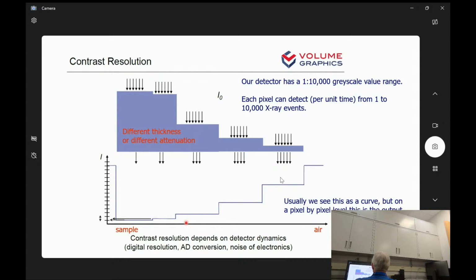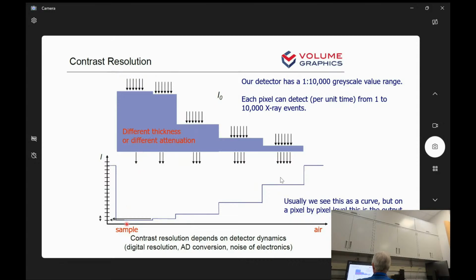Contrast resolution really depends on the range of grayscales that the detector can measure. On the Zeiss, it's actually 1 to 65,000 gray. Here we're doing 10,000 X-ray events per unit time. On the Zeiss, that's 65,000 for whichever detector, even the flat panel works that way. But I have a certain amount of energy coming in, and a certain amount of energy coming out.